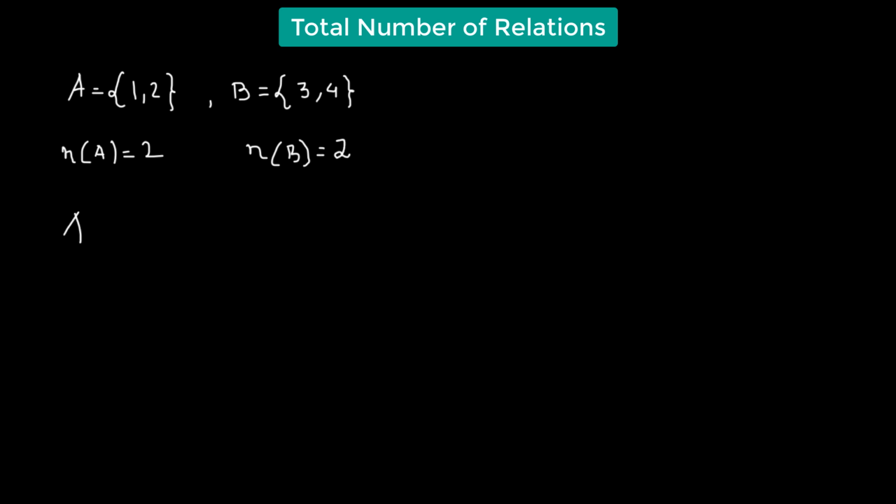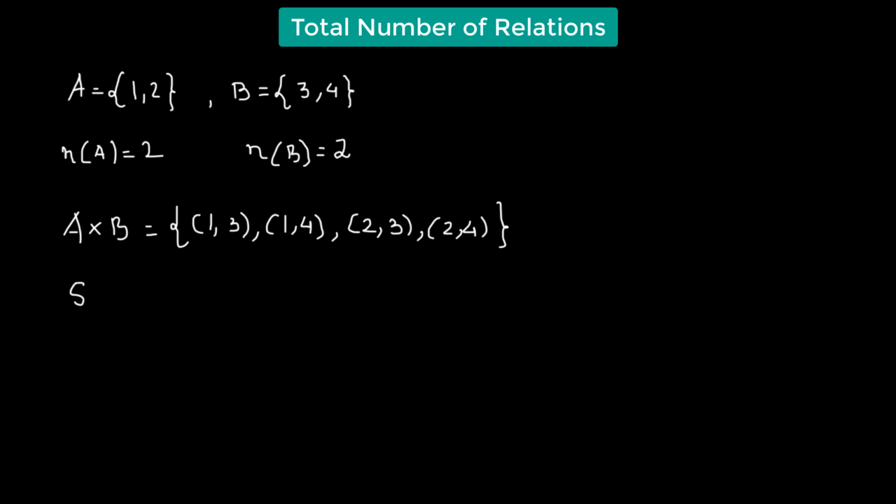Now we find the Cartesian product of A and B. That is simply taking the first element from A and forming an ordered pair with each of the elements of B, which gives us (1,3) and (1,4). Then we consider the second element of A, which is 2, and form an ordered pair with each of the elements of set B, which gives us (2,3) and (2,4). So here the number of elements of A cross B is 4.